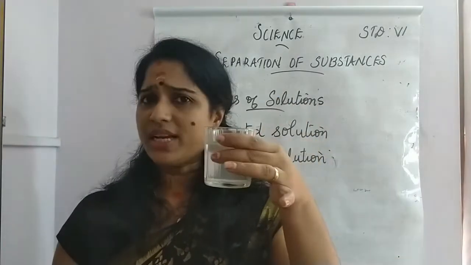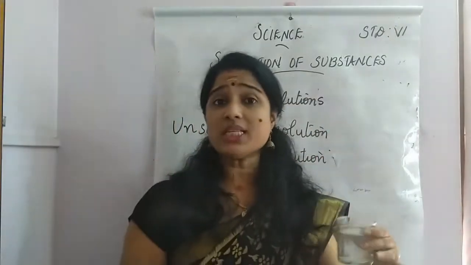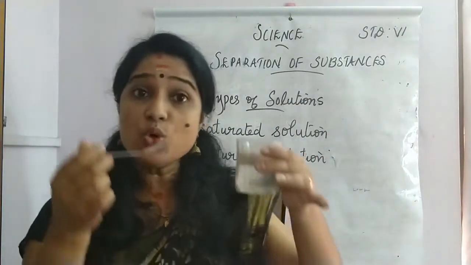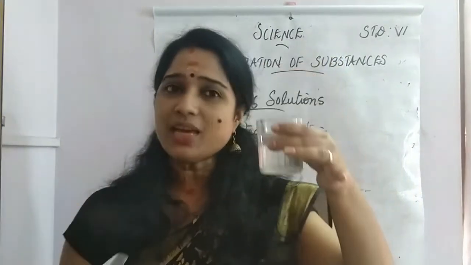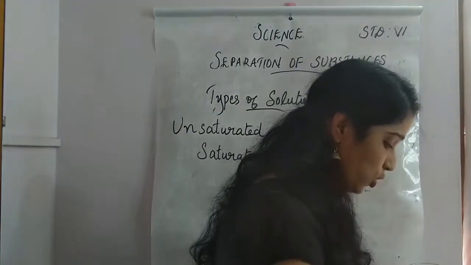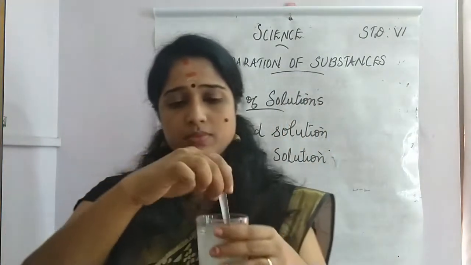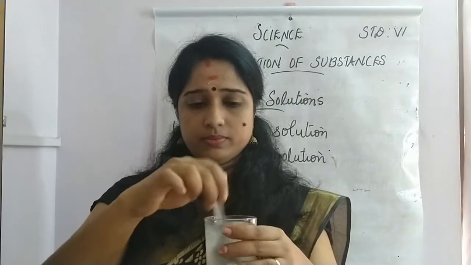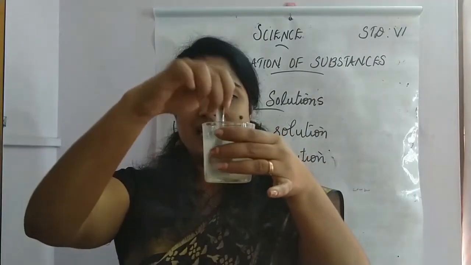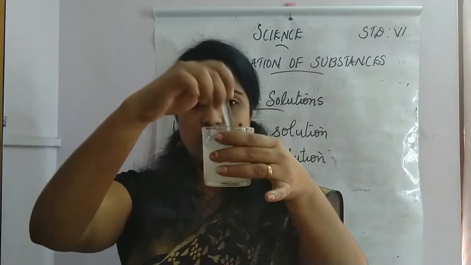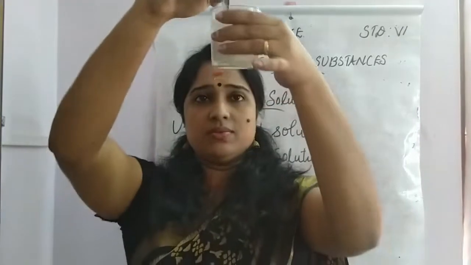So this is an unsaturated solution. You know what is unsaturated? This solution is ready to receive some more of the solute. Here the solute is the salt. So this water is ready to receive a few more spoons of salt. So I am adding the second spoon. You can see the color of the water slightly changing. Hope you can see it. The color of the water slowly changes.